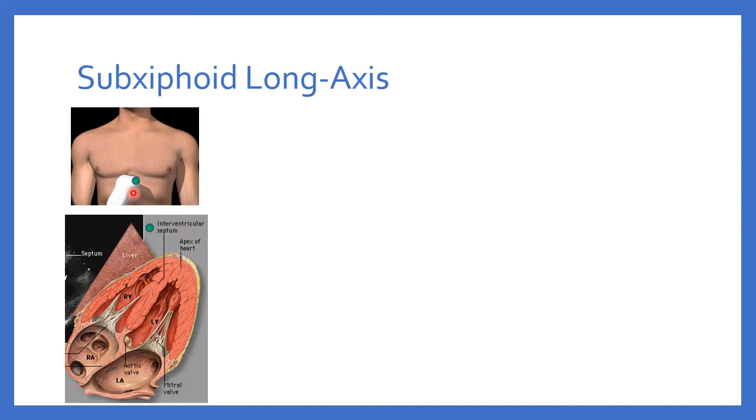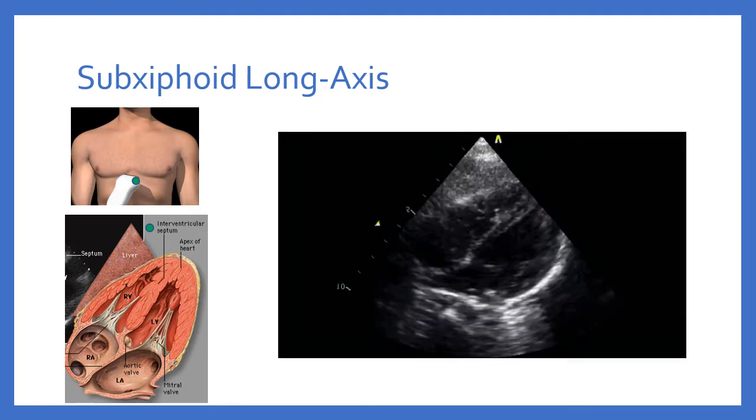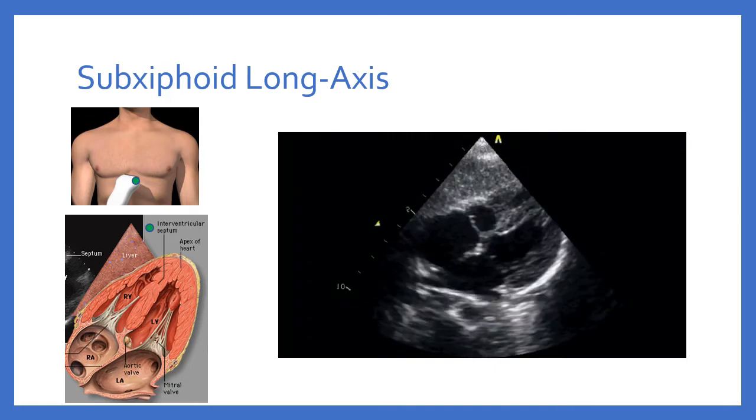So oftentimes we're going through the liver first. So first, closest to the probe, you're going to see the liver. And then since we're starting on the right side of the patient, the first thing you'll see is the right ventricle. So this is another way we can look at all four chambers at the same time. We can see the right ventricle, the left ventricle, the left atrium, and the right atrium. And we can also see both the mitral valve and the tricuspid valve. So here's an example image of that.